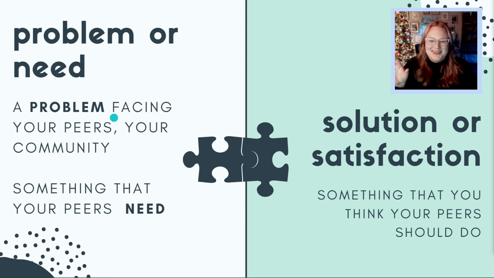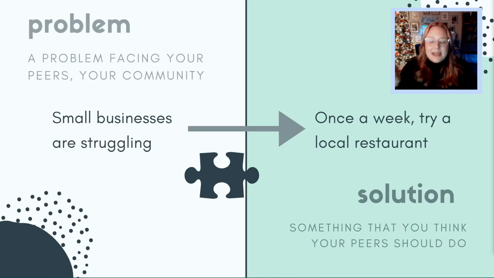So we first have a problem or a need, a problem that is facing your peers or community, something that's affecting them, or something that your peers need. And then the second half would be a solution or a satisfaction. So let's look at how you can brainstorm this forwards or backwards. Maybe you want to start with this puzzle piece.